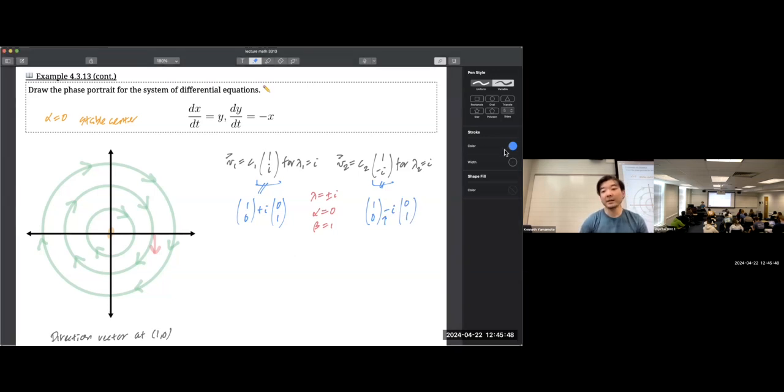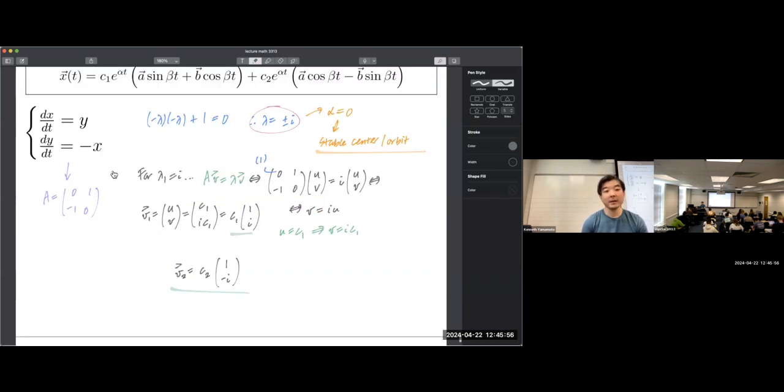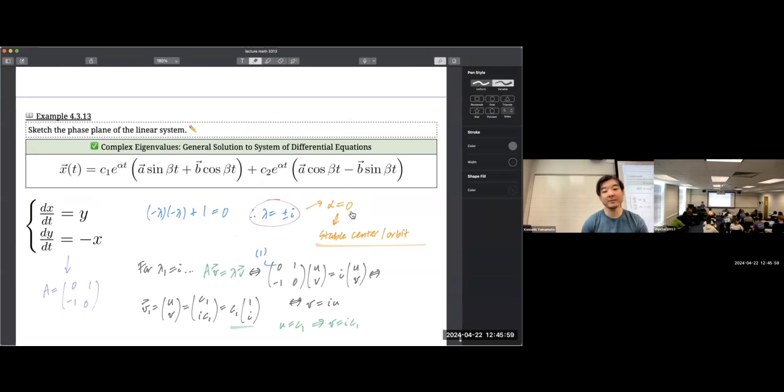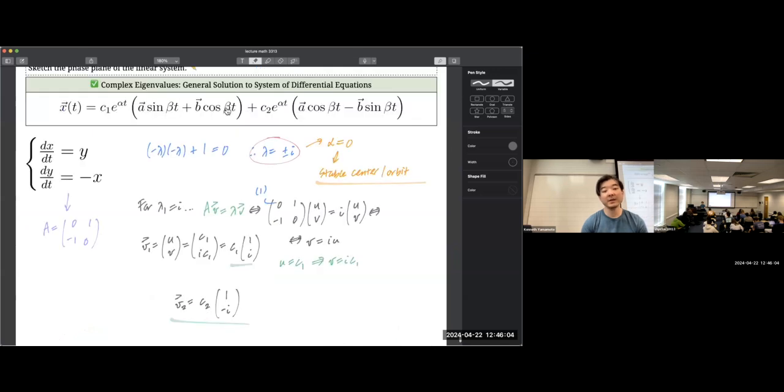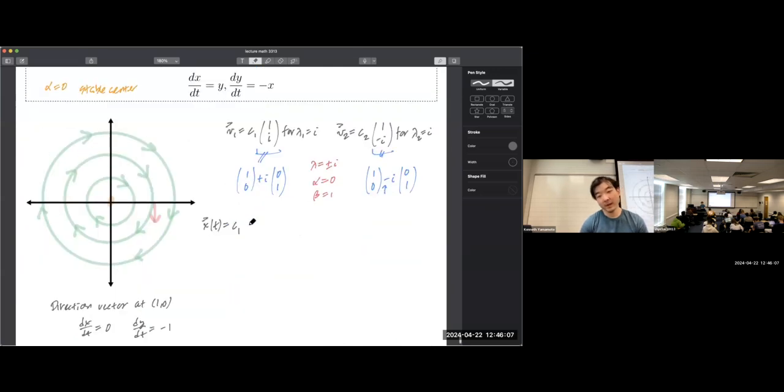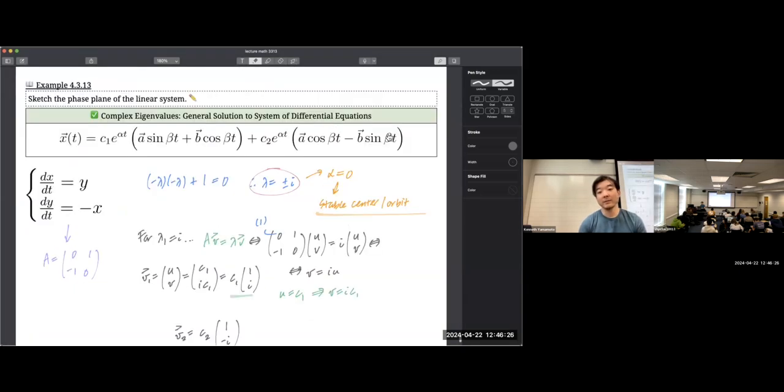So we have the full solution: x of t is equal to c1 e to the alpha t, but that's just alpha 0, so e to the 0, I don't have to write that. And then it's going to be a sine of beta t and b cosine of beta t. So it's going to be a vector 0, 1 sine of t plus my b vector 0, 1 cosine of t. Was it sine first? Yeah, sine first. And then your other one's going to be C2, A cosine, B sine.